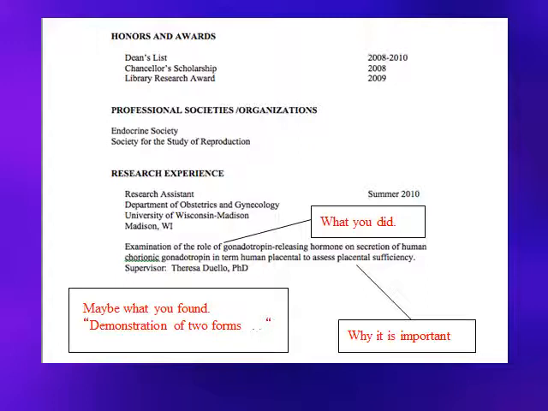Here I have supervisor, Teresa Duello, PhD. Sometimes students put research assistant Smith lab. Well, there are a lot of Smiths in science. So what I recommend is instead, after the research description, you put principal investigator, supervisor, mentor, and indicate here who was sponsoring your work.